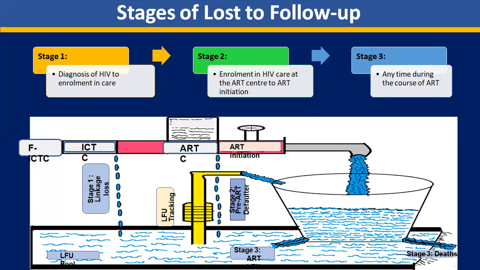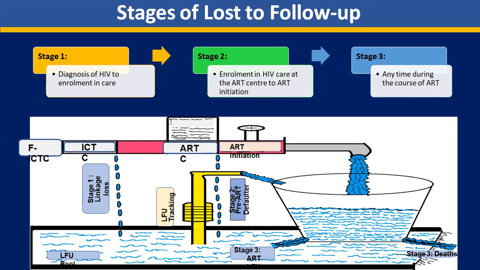This is a graph which gives us very useful information. Most of us are already acquainted with this graph. We have seen this before. It measures the leakage or loss. It graphically explains which are the leakage sites, the loss sites where we usually lose our patients. First is stage 1, the diagnosis of HIV, that is ICTC to ART. That's the first loss we usually have, that linkage loss.